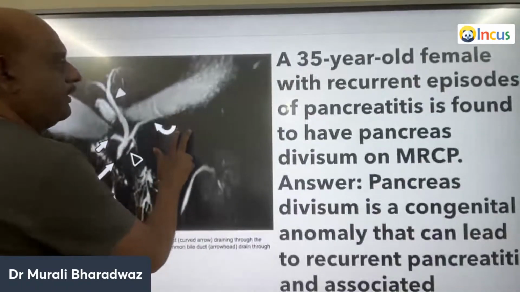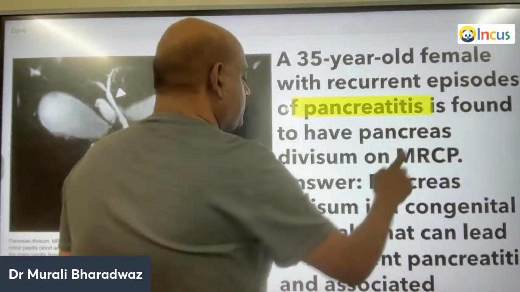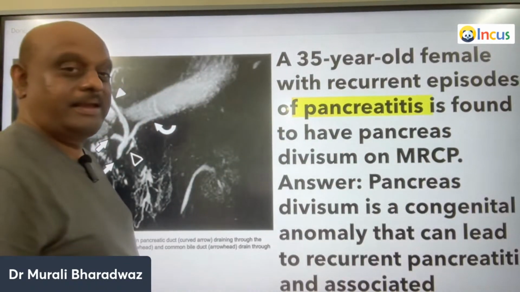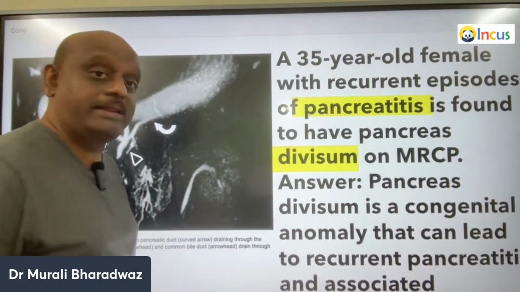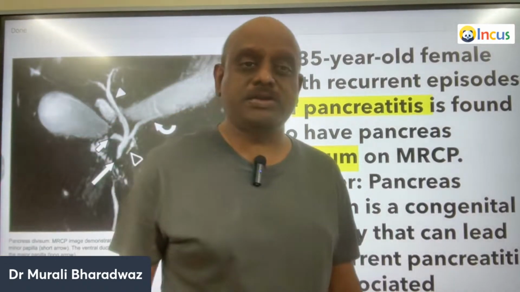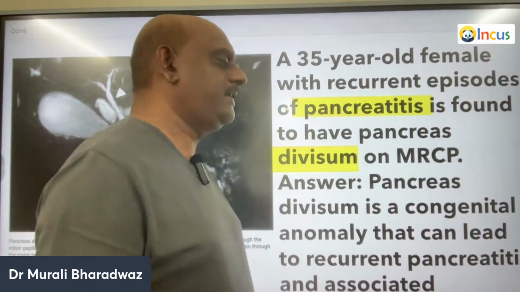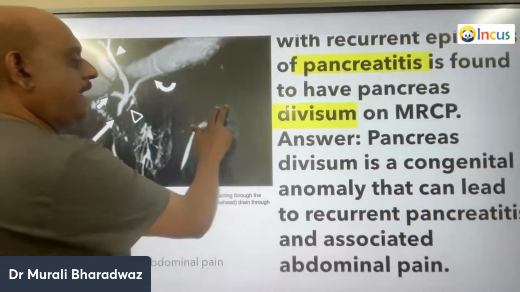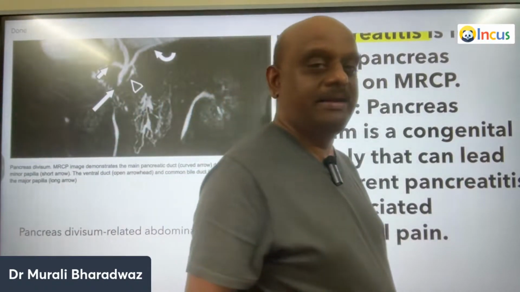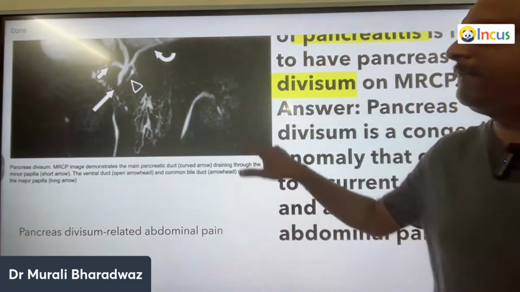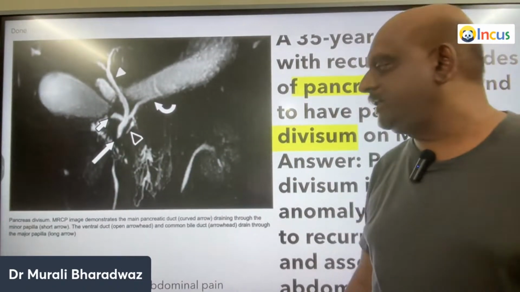Now, a 35-year-old female, recurrent episodes of pancreatitis, is having pancreas divisum on MRCP, magnetic resonance cholangiopancreatography. So what is pancreas divisum? It is a congenital anomaly that can lead to recurrent pancreatitis associated with abdominal pain. So what are the various structures you will recognize here, doctor?